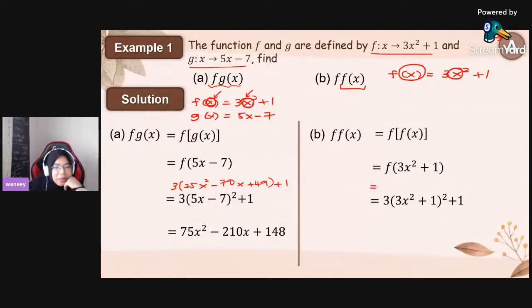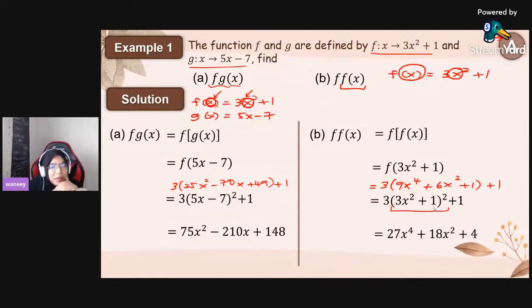So this one will become 3 times (3x squared plus 1) squared. So this one will become 9x to the power of 4 plus 3 times 1, 3, 3 times 2, 6x squared plus 1, and then plus another 1. Make sure you expand this bracket very, very carefully. And then expand them. So they will become 27x to the power of 4 plus 18x squared and then plus 4. So those are f composite with f.